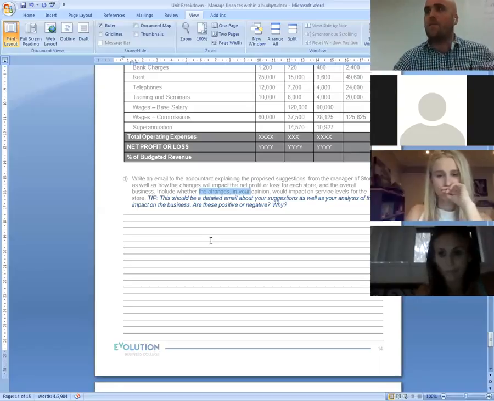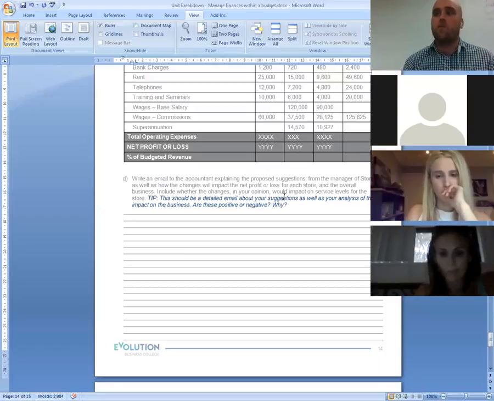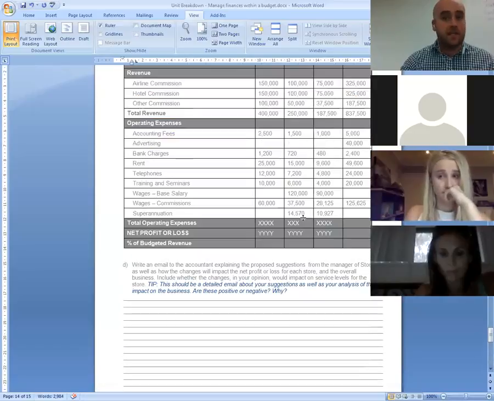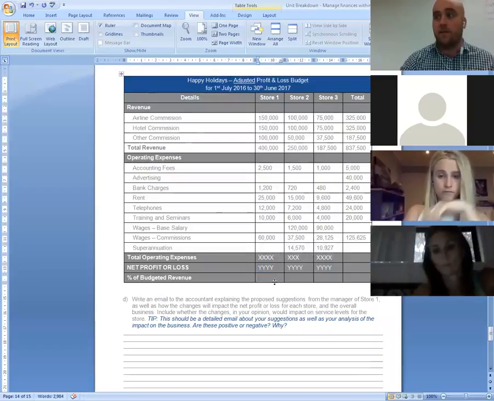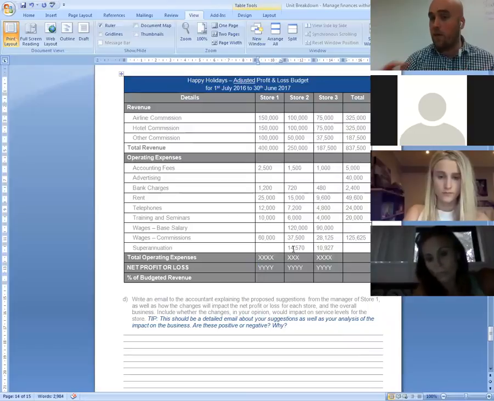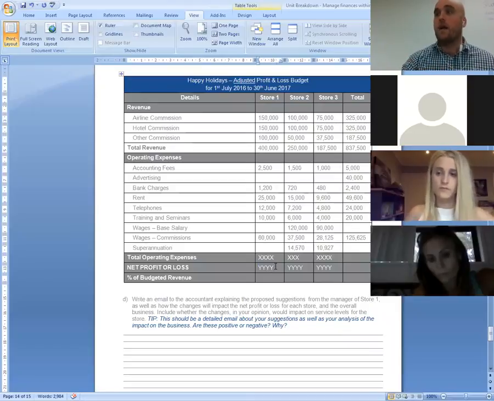I'll go through it. So basically what it's saying is write an email to the accountant, give them some of the key figures. So for store 1, what we're really going to be looking at here is the net profit and loss and the percentage of budgeted revenue. Now, we've gone through this before, but because we've made the changes, we really want to compare this to what it used to be. So again, going up to the table in project 1, I would go as far in this one to say, okay, the net profit and loss is now X. It was Y beforehand, and just really comment on the difference these changes have made.